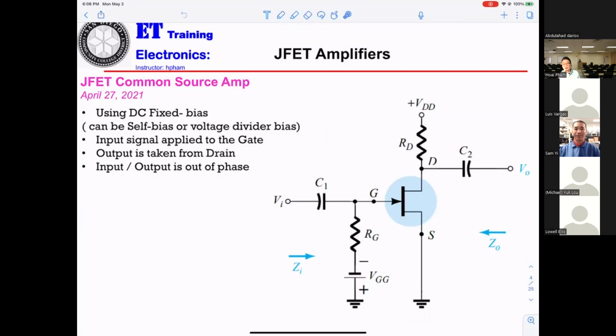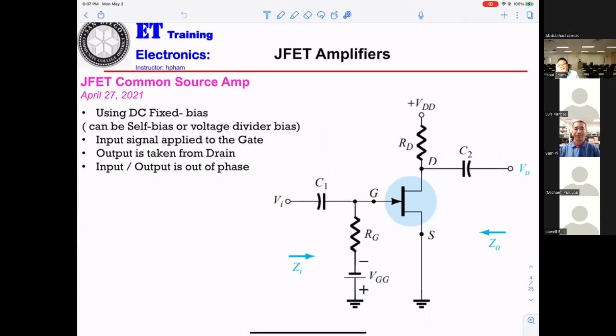Okay. So again, when you're looking into the amplifier circuitry of the JFET, you have to recognize, is it a source amplifier, sorry, or a drain amplifier, or a gate amplifier. Okay. And next one will be C1 and C2.